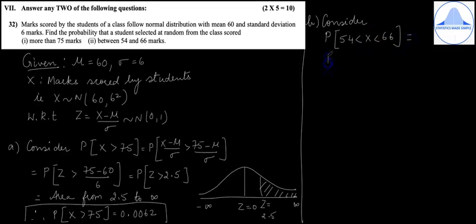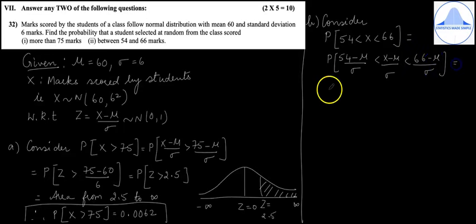Again, you have to standardize. So from all the terms within the bracket, subtract mu and divide by sigma. So you'll get 54 minus mu divided by sigma is less than x minus mu divided by sigma is less than 66 minus mu divided by sigma, which is equal to probability of 54 minus 60 divided by 6 is less than z is less than 66 minus 60 divided by 6.